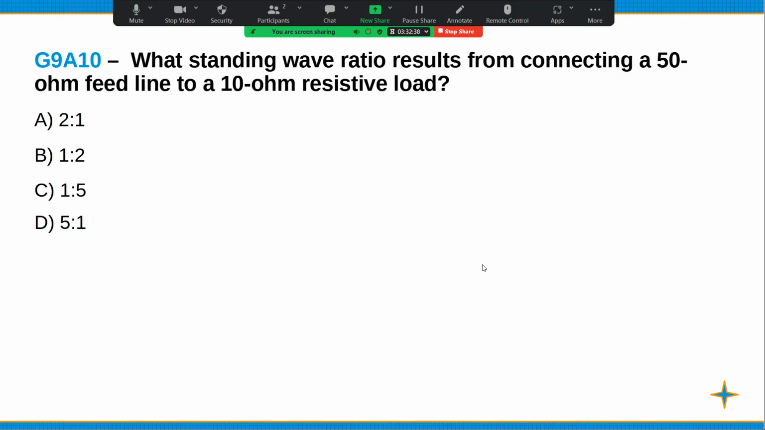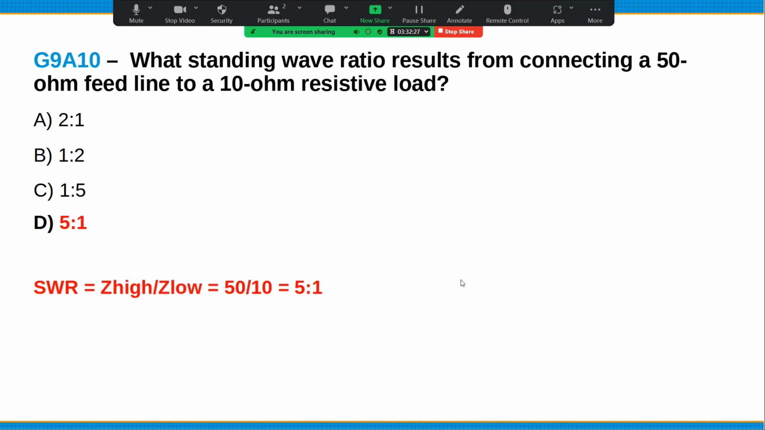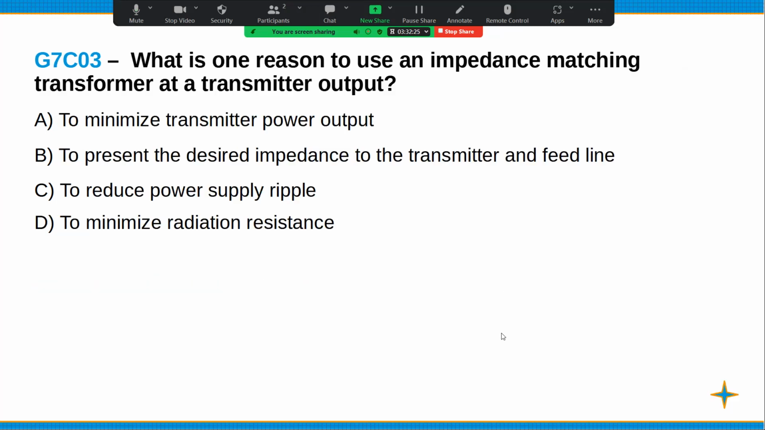What standing wave ratio results from connecting a 50 ohm feed line to a 10 ohm resistive load? All right, we're not using phonetics, guys. What is one reason to use an impedance matching transformer at a transmitter output?